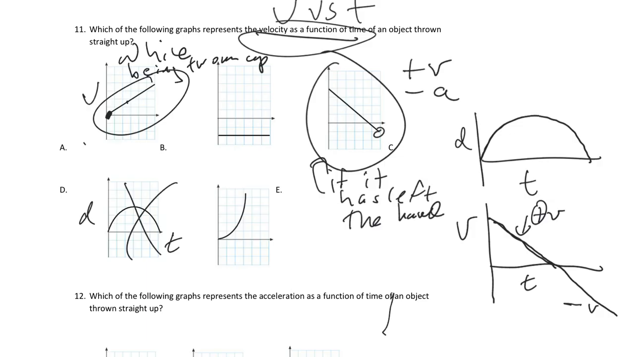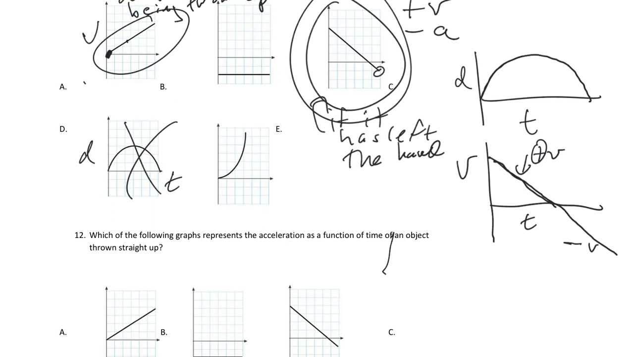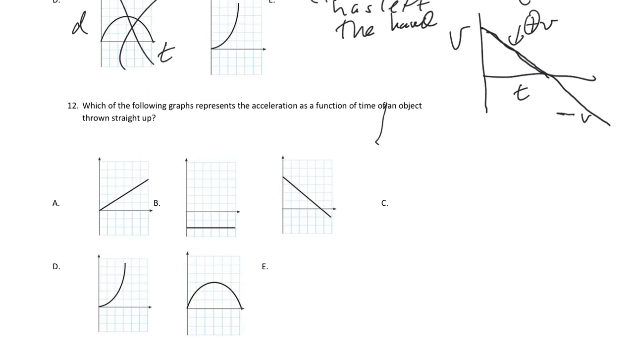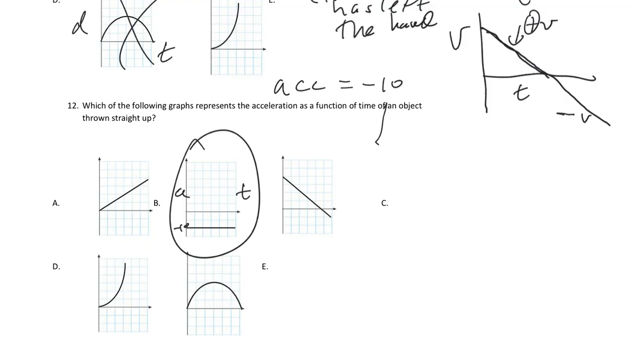But I think they're referring to free fall, so I believe it's that one. Okay, let's continue. Which of the following acceleration is a function of time of an object thrown straight up? Okay, once again, if it has left his hand, it would be negative. Acceleration would be a constant negative 10. So it would be this, A versus T. Would that be negative 10?